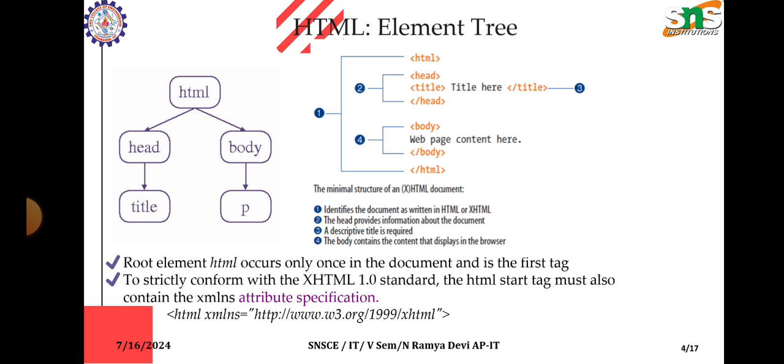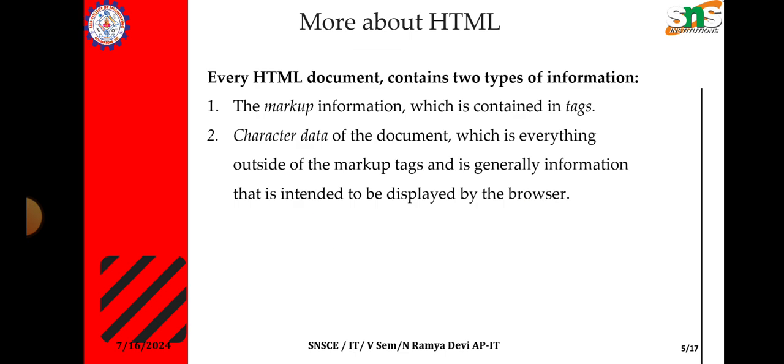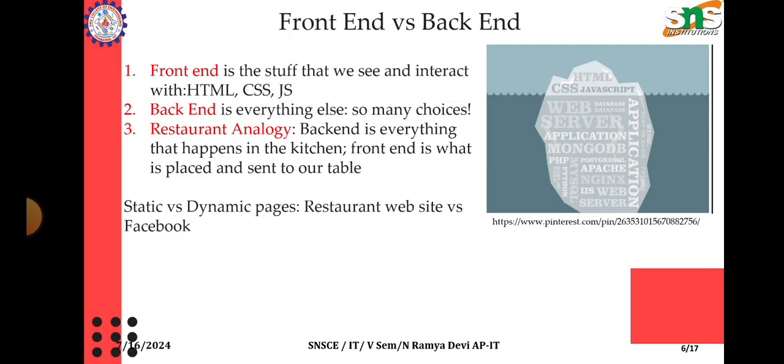To strictly conform with the XHTML 1.0 standard, the HTML start tag must also contain the xmlns, which is used as a namespace attribute specification. The markup information is contained in tags, and the character data of the document is everything outside of the markup tags and is generally information that is intended to be displayed by the browser.